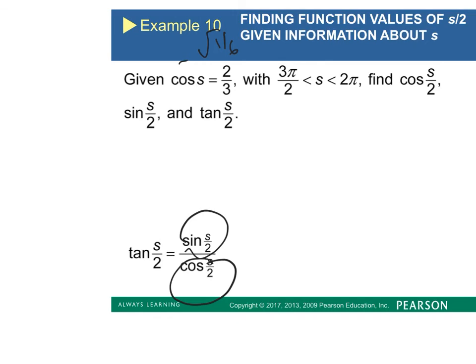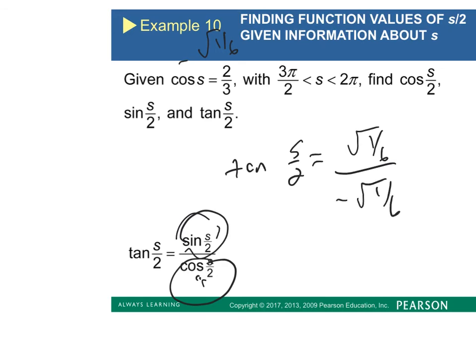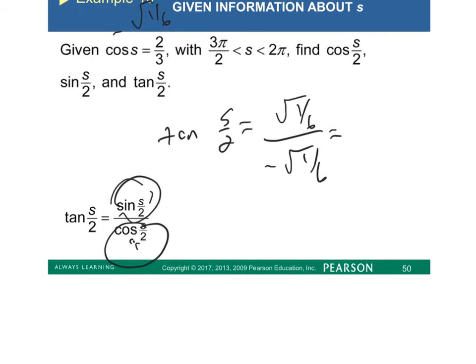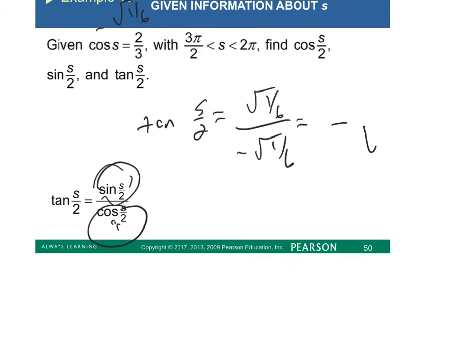Okay. Anyway, tangent of s over 2 must be, sine was positive, so that was square root of 1/6 over cosine of 1/6. That was negative. And that, if you put that all under one house, that gives you a negative of a square root of 1/6 over 1/6. And that would be the negative square root of 1, which is negative 1. Wow, that's weird. I don't know if that's even the answer or not. We'll find out.